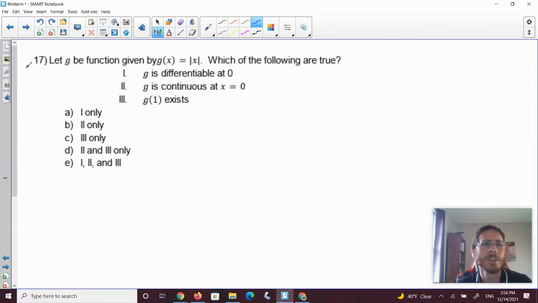All right, for number 17, let g be a function given by g of x is the absolute value of x. Which of the following is true? g of x is differentiable at 0. That's not true because here the slopes are different, so that one's out. g is continuous at 0. That is true because the limit as you approach from the left and the right are both 0. So that's fair. g of 1 exists. We can plug 1 into the absolute value and get an answer out. So the answer is going to be 2 and 3.